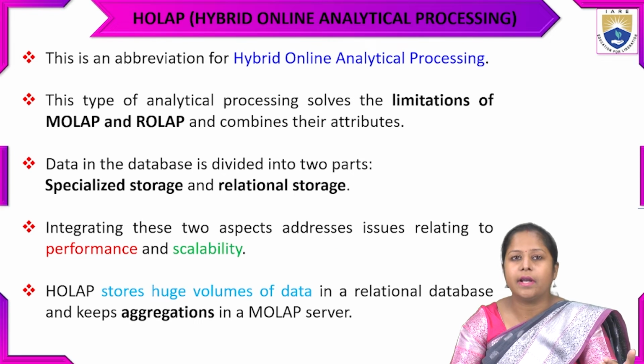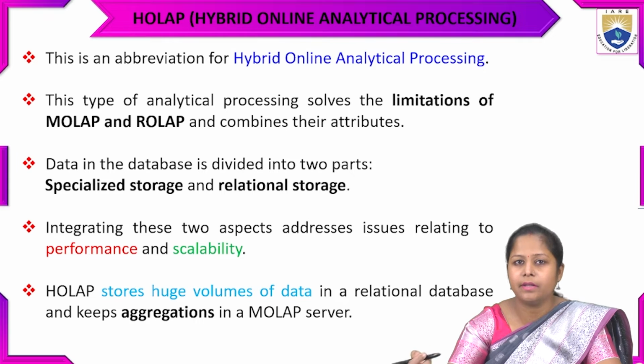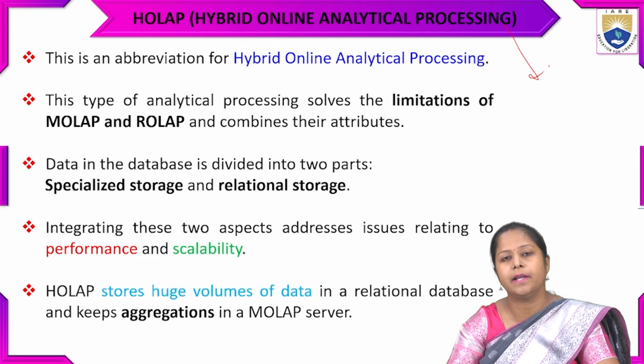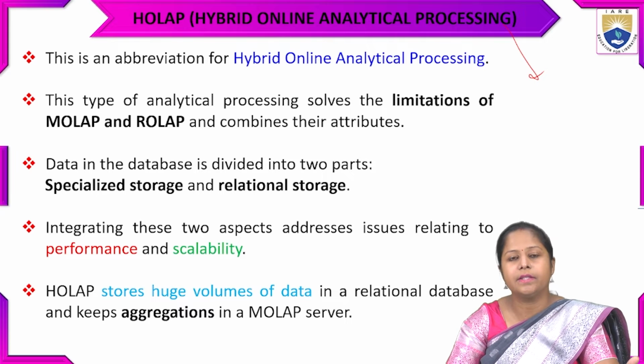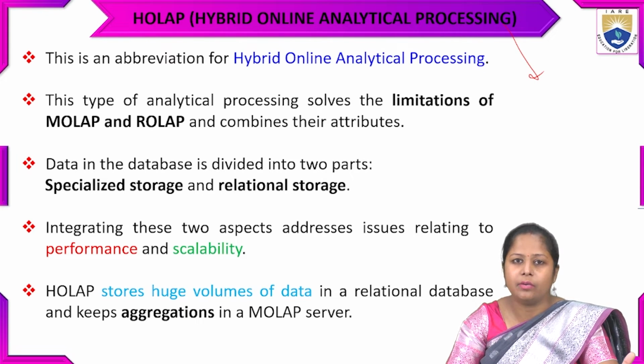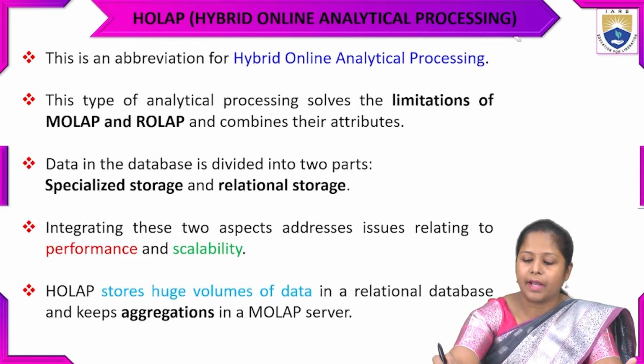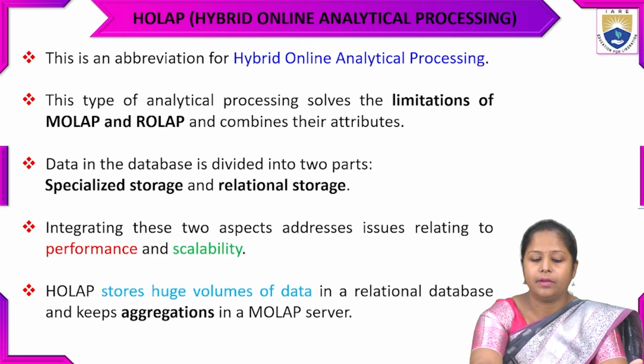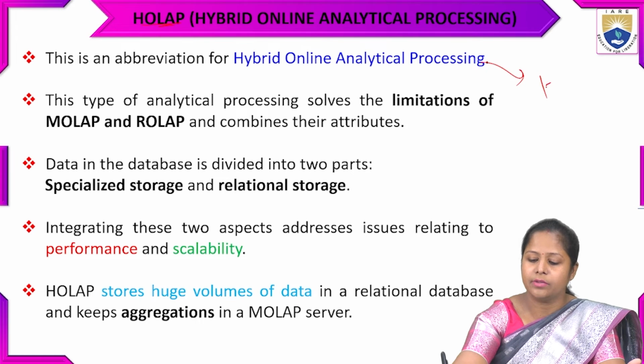So now we will cover the other type of OLAP servers. We have covered the relational OLAP server and the multi-dimensional OLAP server. These are the main servers. And the third server is the hybrid online analytical processing server, which is basically the combination of relational and multi-dimensional OLAP servers, right? The abbreviation we use for that is HOLAP.